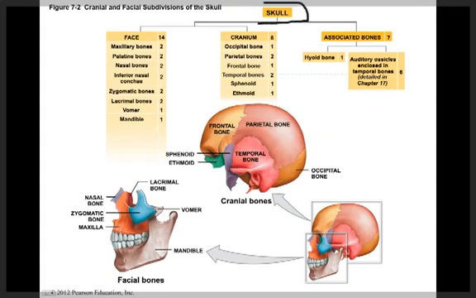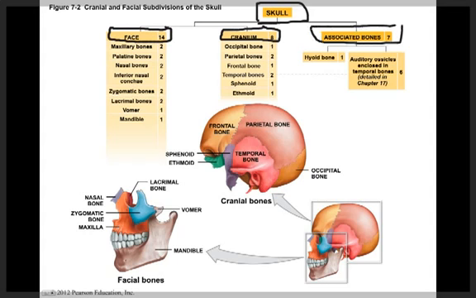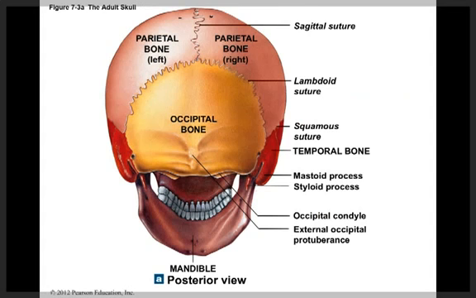The skull is a complicated structure that contains many bones. The large bones of the skull are the cranial bones, and the cranium has 8 bones. The smaller bones of the skull are the facial bones, and there are 14 of those facial bones. There are also 7 associated bones in the skull. First we'll go over the 8 cranial bones.